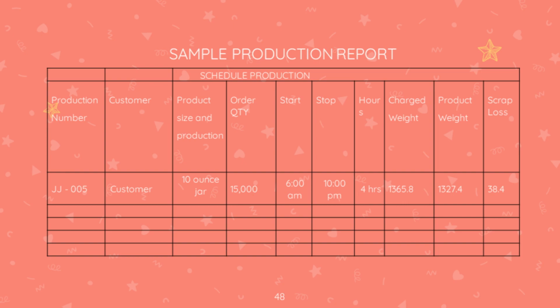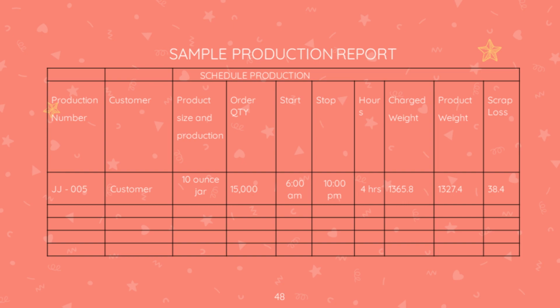Sample production report. Production number is JJ-005. Customer is the customer. Product size and production 10 ounce of jar. Order QTY 15,000. Start is 6 a.m. and stop is 10 p.m. So the hours would be 4 hours.